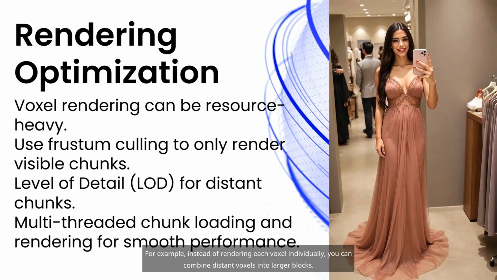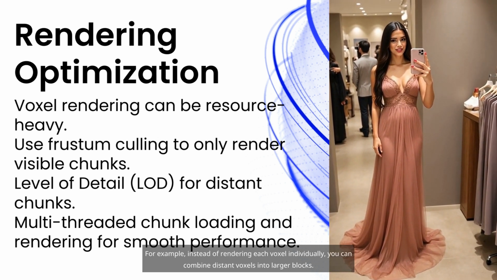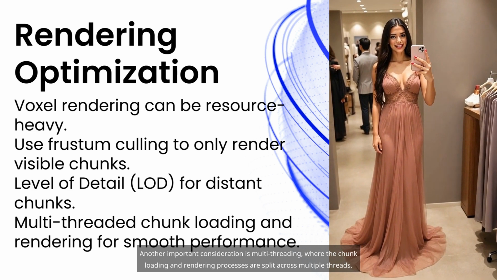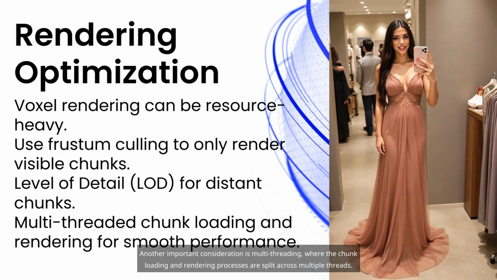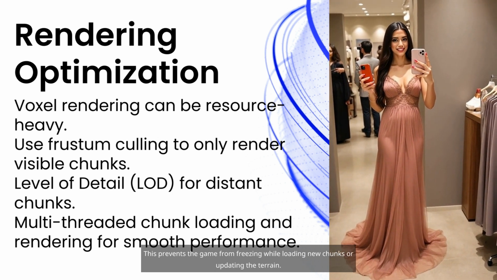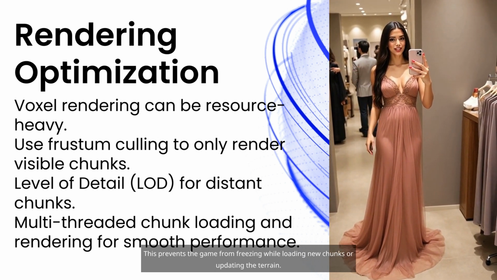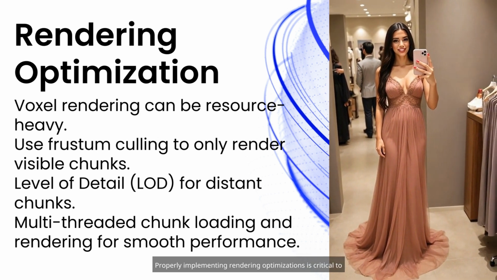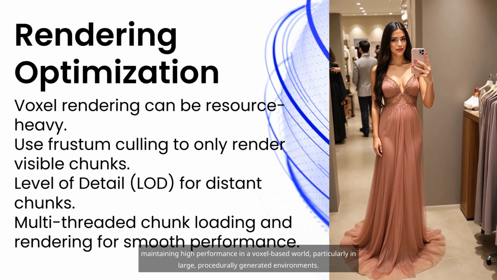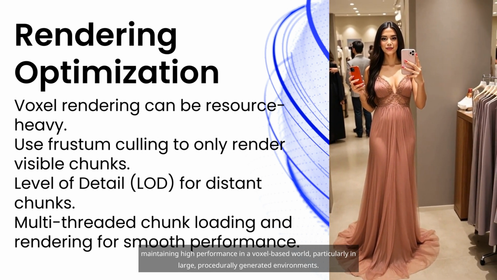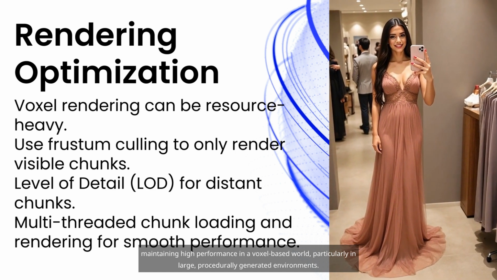For example, instead of rendering each voxel individually, you can combine distant voxels into larger blocks. Another important consideration is multi-threading, where the chunk loading and rendering processes are split across multiple threads. This prevents the game from freezing while loading new chunks or updating the terrain. Properly implementing rendering optimizations is critical to maintaining high performance in a voxel-based world, particularly in large, procedurally generated environments.